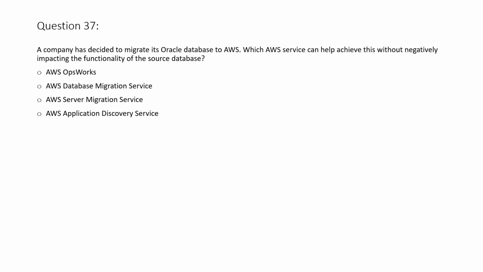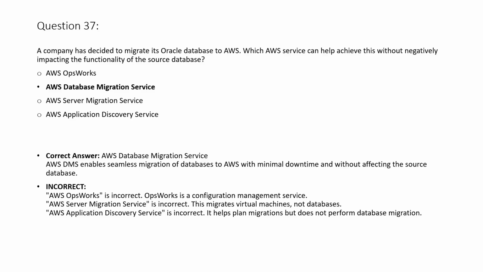Question number 37. A company has decided to migrate its Oracle database to AWS. Which AWS service can help achieve this without negatively impacting the functionality of the source database? Option A, AWS OpsWorks. Option B, AWS Database Migration Service. Option C, AWS Server Migration Service. Option D, AWS Application Discovery Service. The correct answer is AWS Database Migration Service.